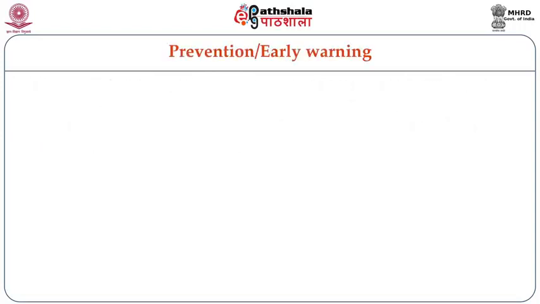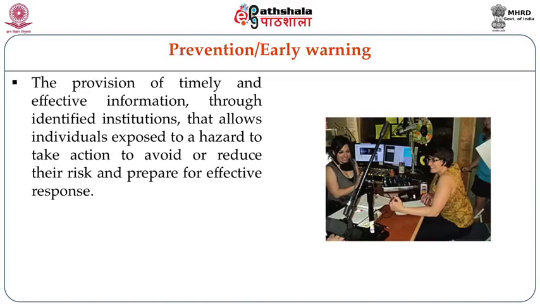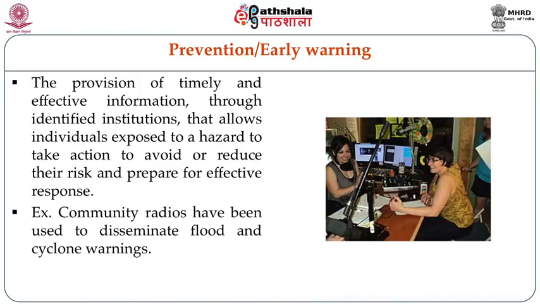Now let's look at the first aspect that the first arrow showed, which is the prevention or early warning. Now, the provision of timely and effective information through identified institutions that allows individuals exposed to a hazard to take action to avoid or reduce their risk and prepare for effective response. Now, for example, community radios have been used to disseminate flood or cyclone warnings.